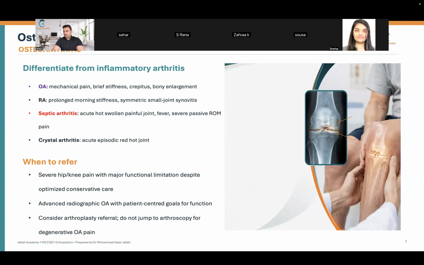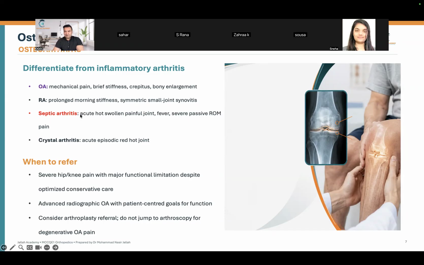Differentiate from inflammatory arthritis. Osteoarthritis: mechanical pain, brief stiffness, crepitus, bony enlargement. That's another key finding or clue. Rheumatoid arthritis has prolonged morning stiffness, as opposed to this one, which is brief, less than 30 minutes. Symmetrical small joint synovitis. Usually it will be symmetrical. It will start from the small joints, as opposed to osteoarthritis, which starts from the bigger joints, which are the hip, knee, and spine.